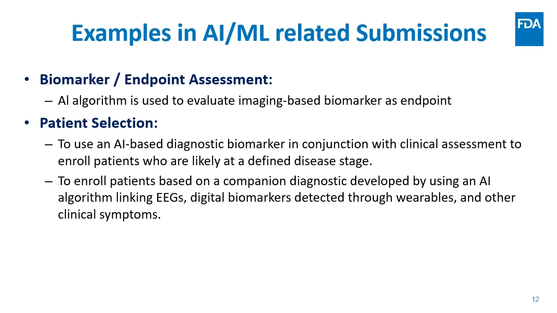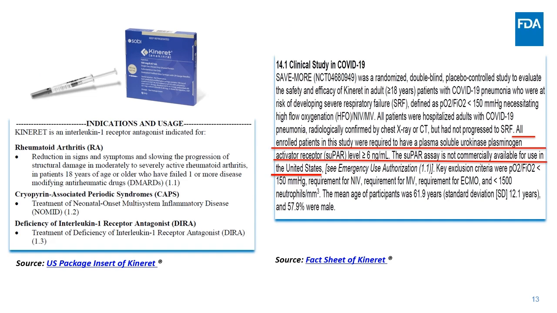Next, I'm going to focus on the recent review case where we applied a machine learning algorithm based on patient baseline characteristics commonly collected in clinical practice to select the patients. The drug is called Anakinra. It is an interleukin-1 receptor antagonist indicated for treating patients with rheumatoid arthritis, cryopyrin-associated periodic syndromes, and deficiency of interleukin-1 receptor antagonist. The sponsor is seeking emergency use authorization of Anakinra for certain hospitalized COVID-19 patients.